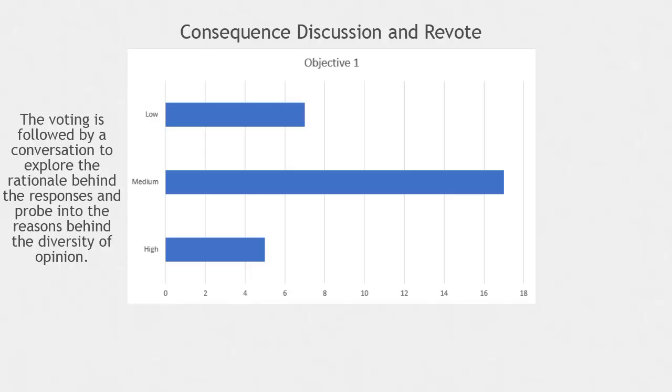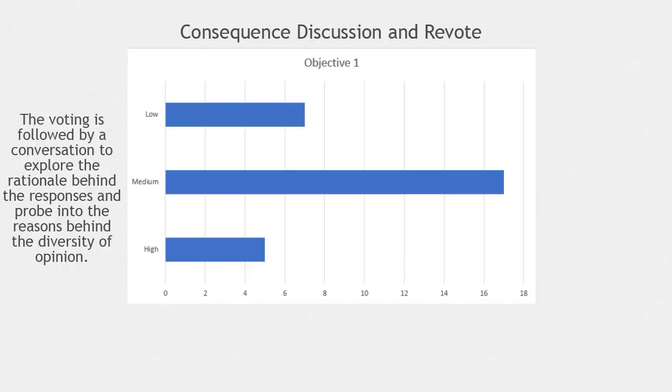The voting is followed by a conversation to explore the rationale behind the responses and to probe into the reasons behind the diversity of opinion. Would anyone who voted high or low care to share your rationale for those votes? Let's hear from the people who voted medium.